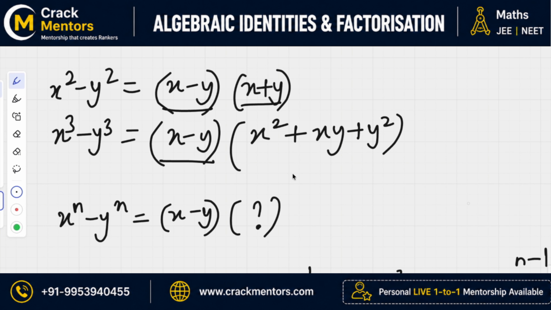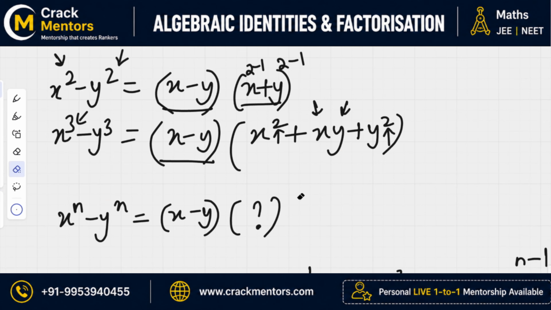So let's try to analyze. See, the power is 2 here, and here it is 2 minus 1. Similarly, power is 2 here, it is 2 minus 1. Power is 3 here, it is 3 minus 1, then 3 minus 2, like that. So what you can say is, let me remove this question mark. So actually it is what?